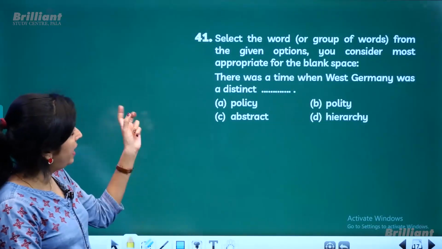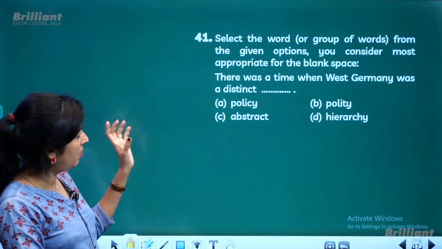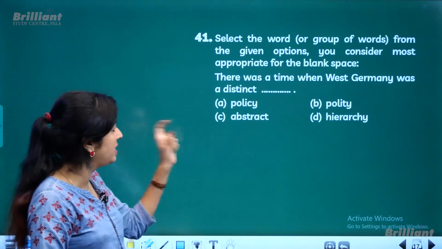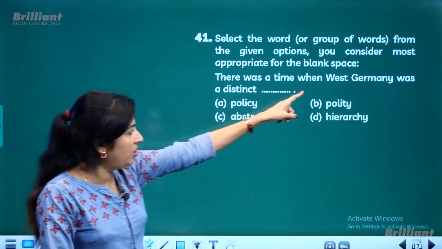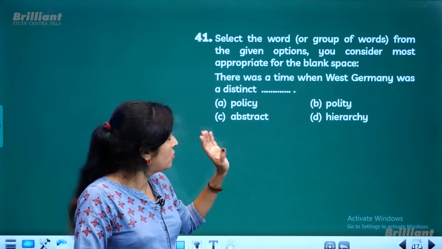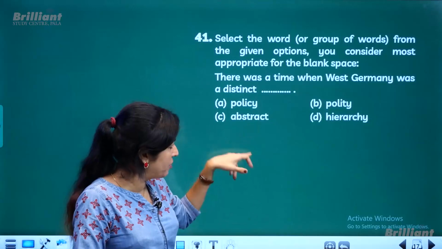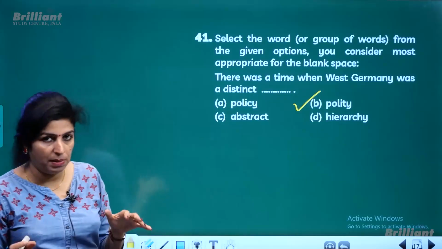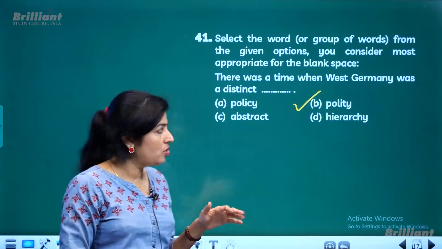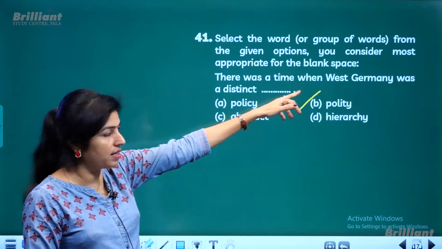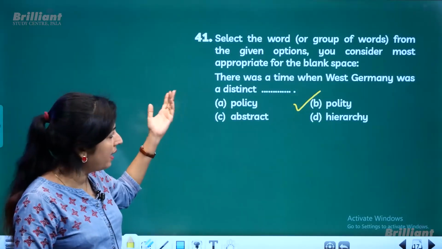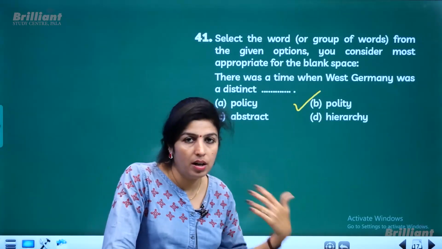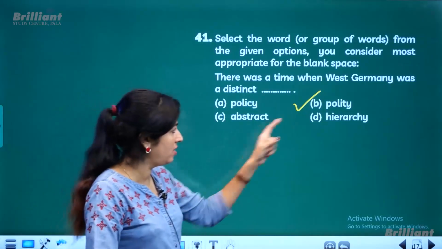Next is select the word or group of words. Find out one word to fill this up. There was a time when West Germany was a distinct dash. We are talking about a place or country. So, not policy or abstract or hierarchy, but polity. What is polity, by the way? Polity means a kind of union government, a political government. So, connected with government, that is the exact one which we require for this blank. So long back there was a time when West Germany was a distinct polity, a political or union government.